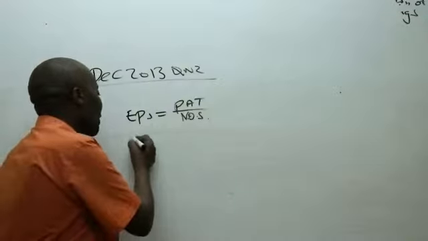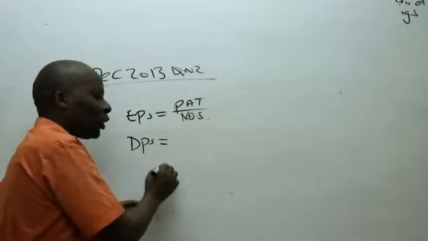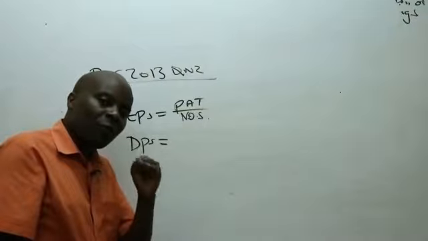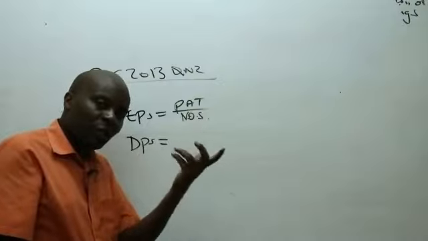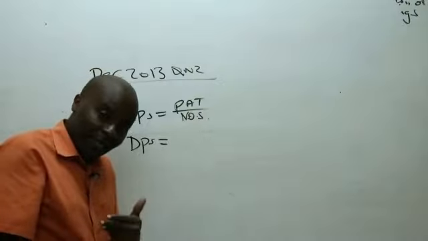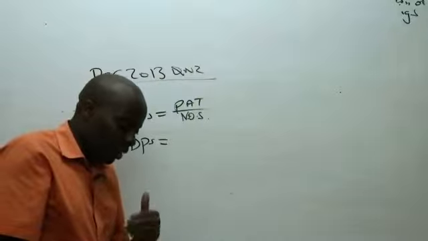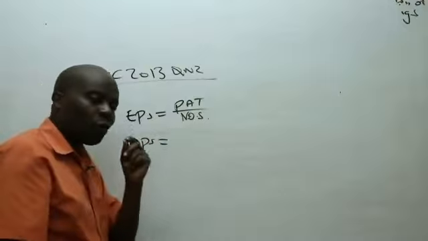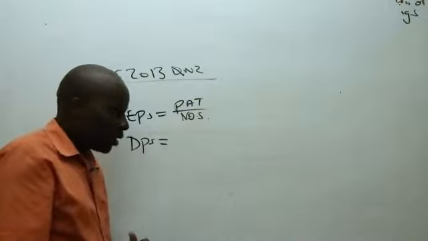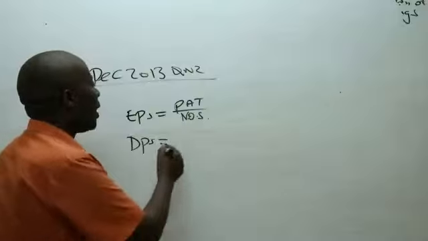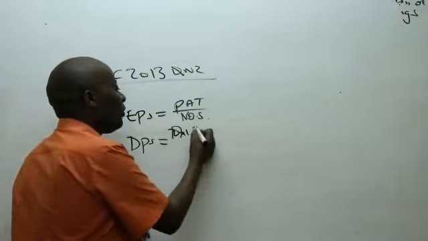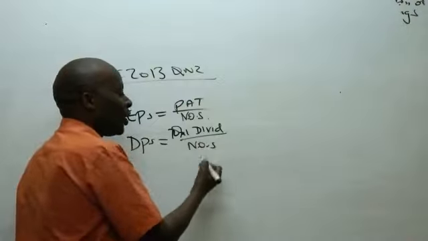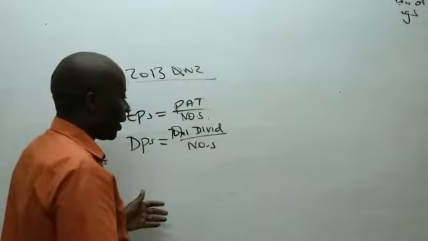How about dividends per share? Ladies and gentlemen, normally if you have a profit of 10 million, you can't dish out everything to the ordinary shareholders. You must retain something. Whatever you retain is what you subtract from what you have earned to get the total dividends payable. So to get the dividends per share, you take the total dividends and divide again by the number of ordinary shares.